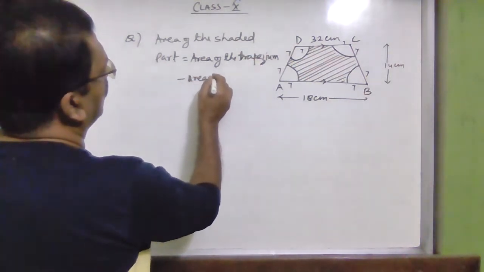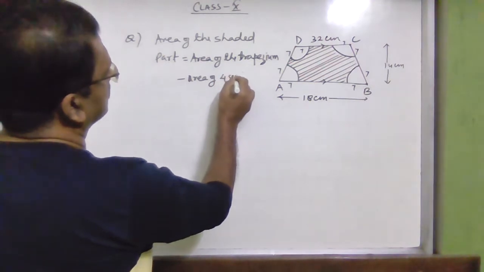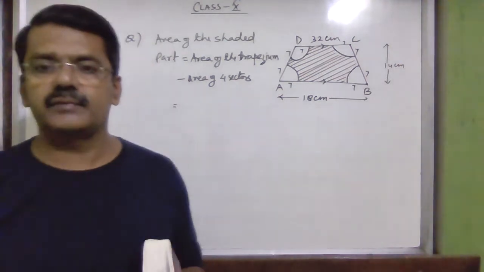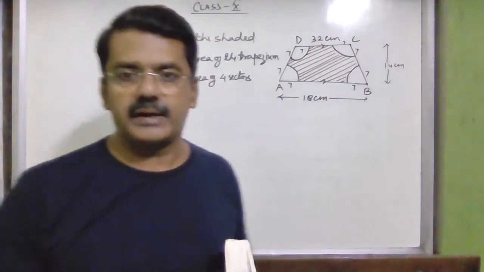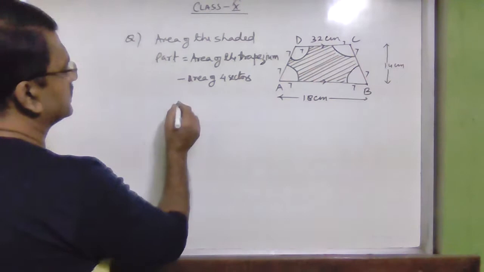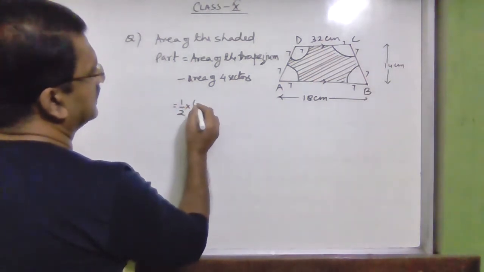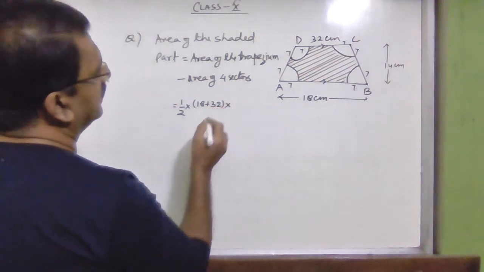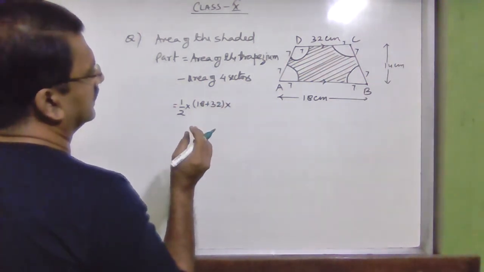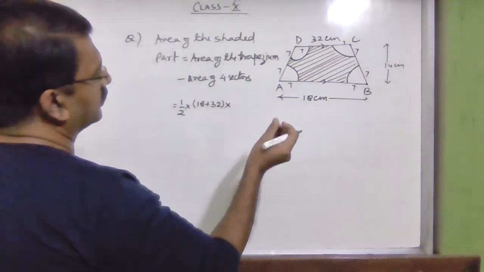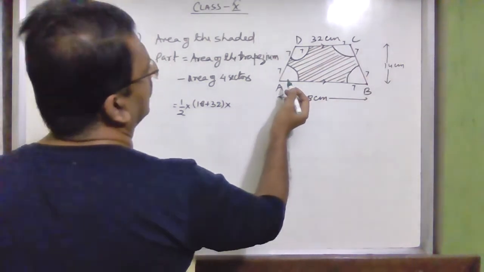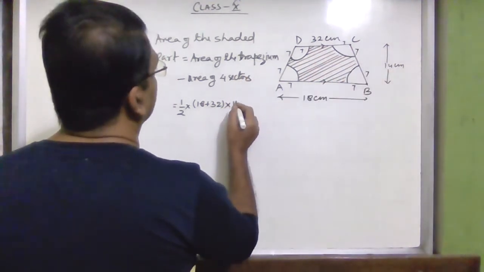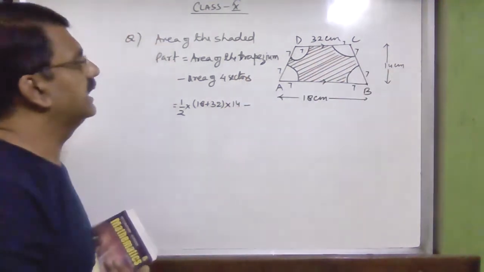area of 4 sectors. Now see, the area of trapezium is half into sum of parallel sides into perpendicular distance between the parallel sides. So it is half into the sum of parallel sides, that is 18 plus 32, into the perpendicular distance, that is given 14, minus area of 4 sectors.